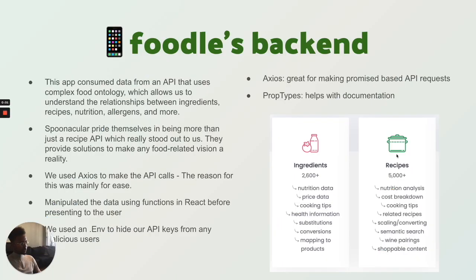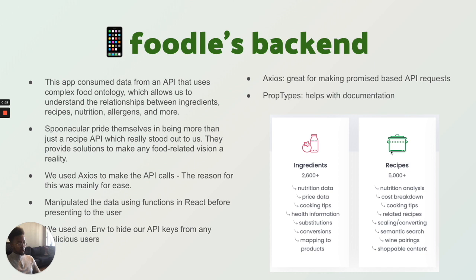So looking at the Foodle backend, as a group we came together and did a lot of research before we started doing anything else about what API we wanted to use, because that was very, very key for us. We wanted to provide as much detail as possible for the user, and we needed an API that allowed us to accomplish this. We came across Spoonacular, who pride themselves in being more than just a recipe API, and this really, really stood out to us.